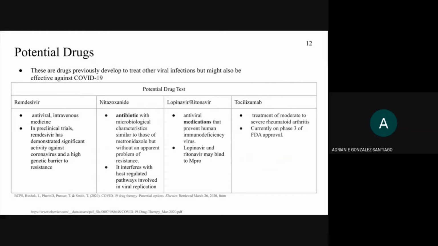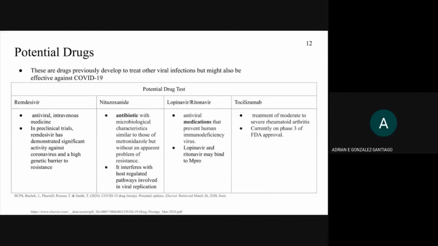There's also lopinavir and ritonavir, which are antiviral medications usually used for HIV treatment, but they have shown in vivo and in animal models that they have activity against other coronaviruses like SARS or MERS, which leads to the theory that they might be able to treat coronavirus. This medicine works by affecting the replication of the virus by affecting the M-Pro protein.